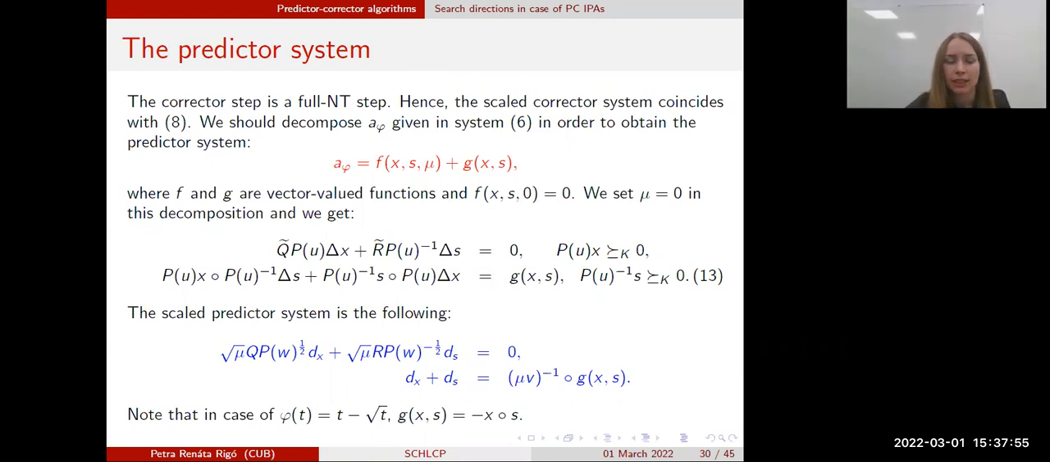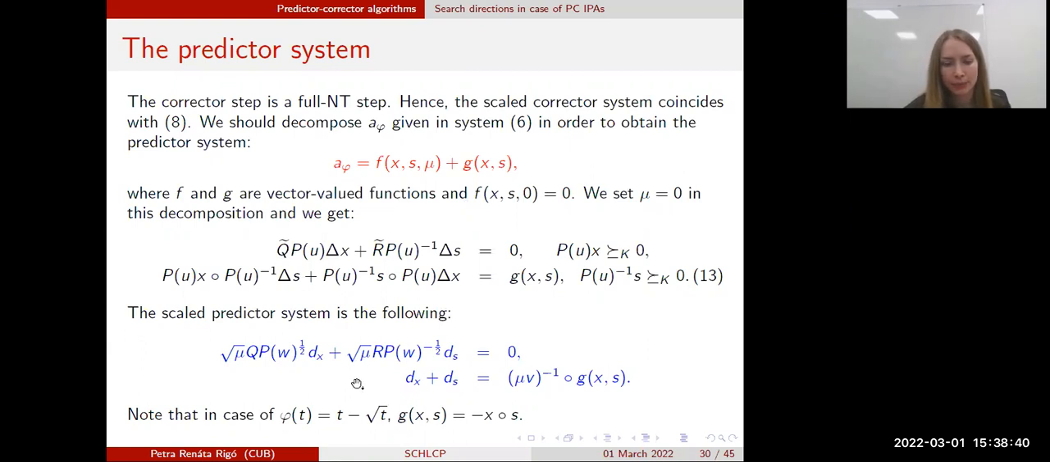I should mention here that this decomposition is not trivial at all. There are functions, for instance the fourth function in the table that I showed, for which this decomposition cannot be done in this manner, which means that in those cases, predictor-corrector algorithms in this manner cannot be given. If we have this decomposition and we set mu to 0, then we get the following predictor system. And from the scaled system, we can determine the scaled predictor directions.